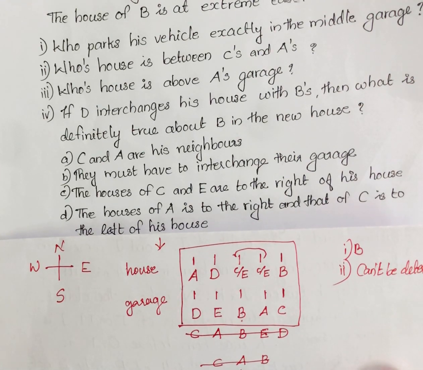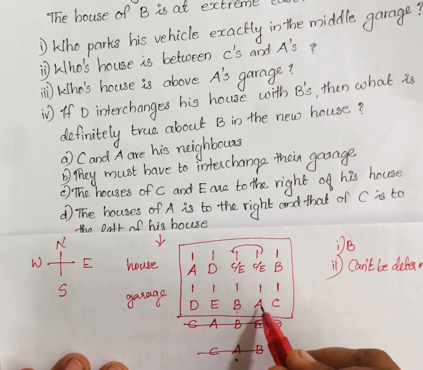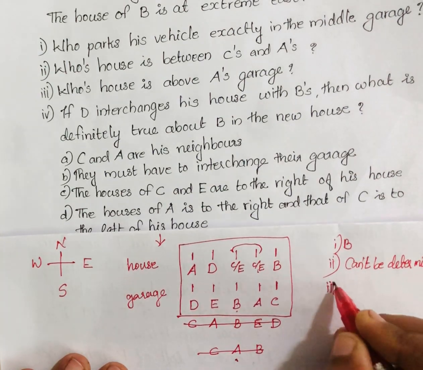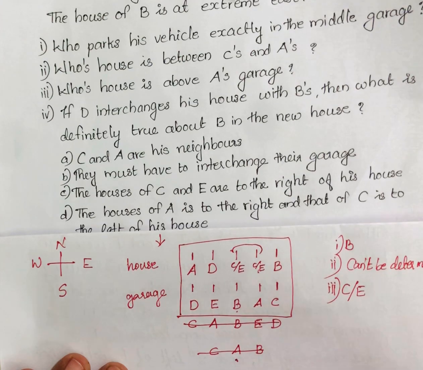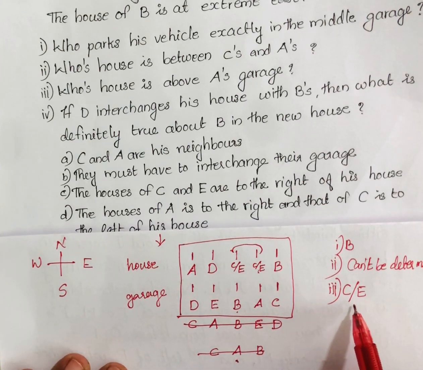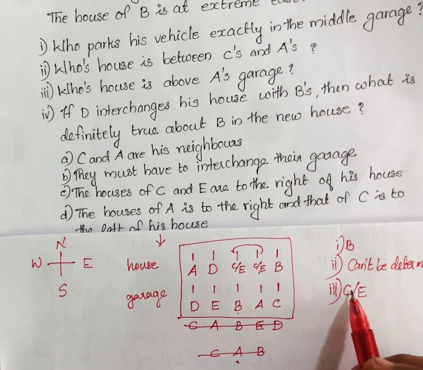Then next question, whose house is above A's garage? A's garage above is either C or E, or can't be determined because we cannot say which one is exactly above A's garage. So C or E is the answer. If this option is not there and the cannot be determined option is there, we can mark that one, otherwise none of these.